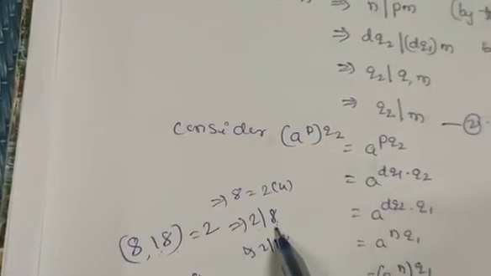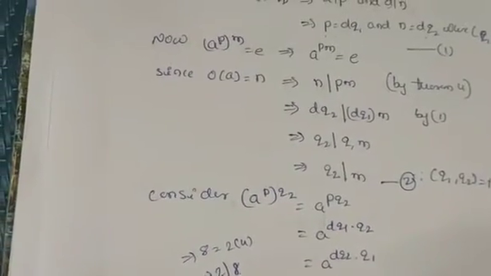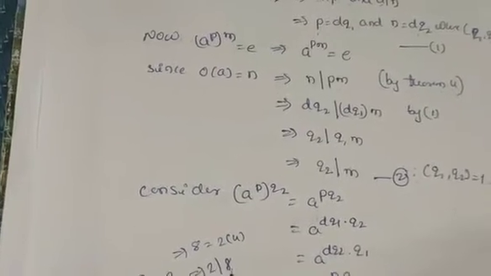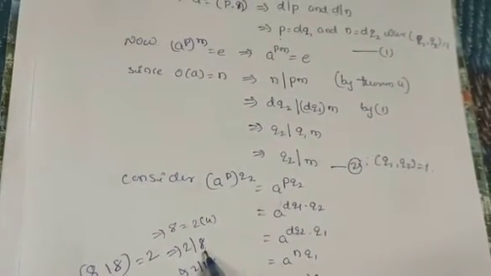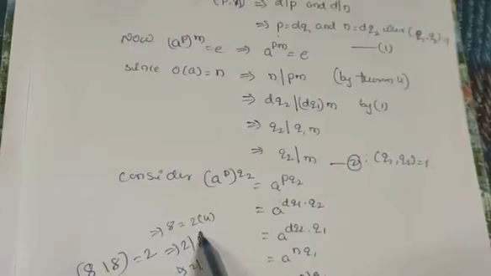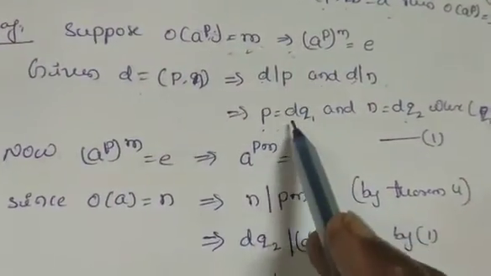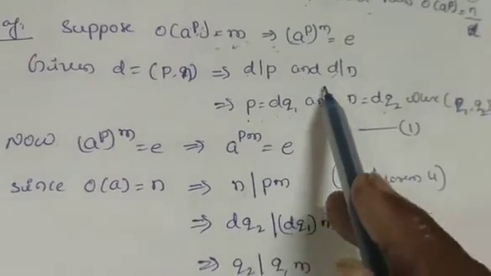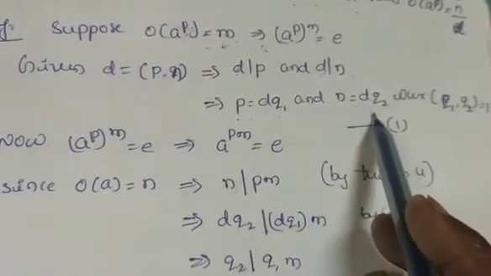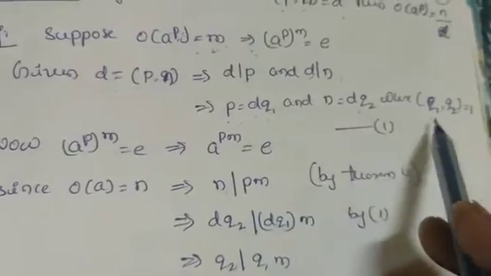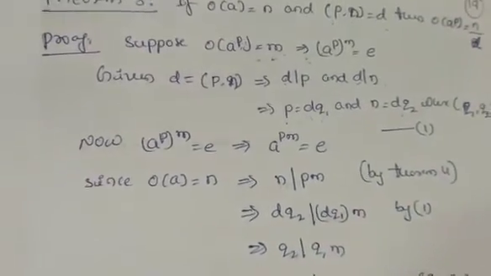d divides p. So here p is 8, no? You can compare these two. So we can write here 8 is equals to 2 into some integer. So here also same thing: p is equals to d into some integer, and here n is equals to d into some integer, where GCD of these two is equals to 1.